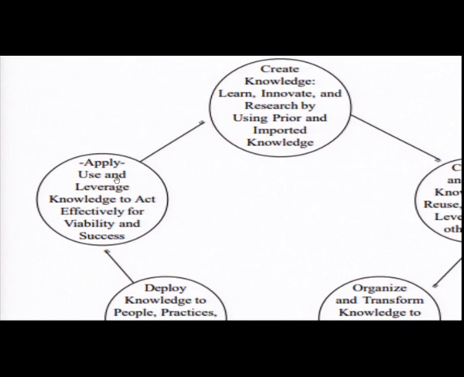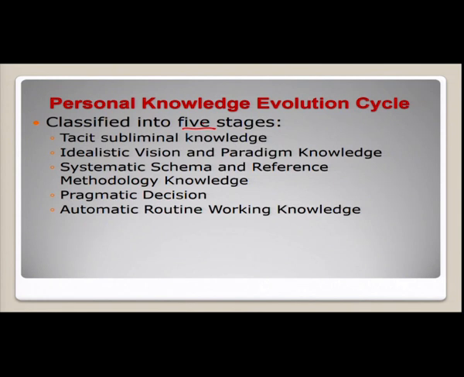Then the next topic is the personal knowledge evolution cycle. What do you mean by personal knowledge evolution cycle? Again, it has been classified into 5 different stages. The first stage is called the tacit subliminal knowledge. Tacit knowledge is one that we get through experience, through learning. Next is idealistic vision and paradigm knowledge. The third one is the systematic schema and reference methodology.